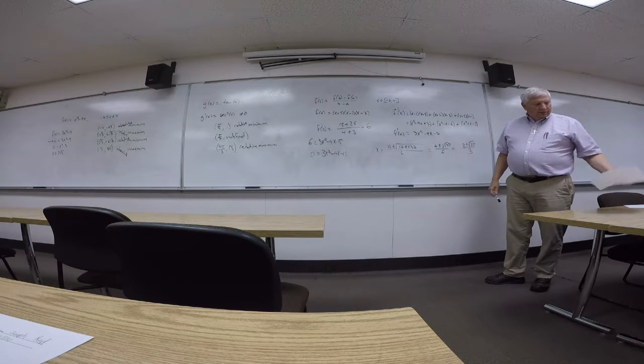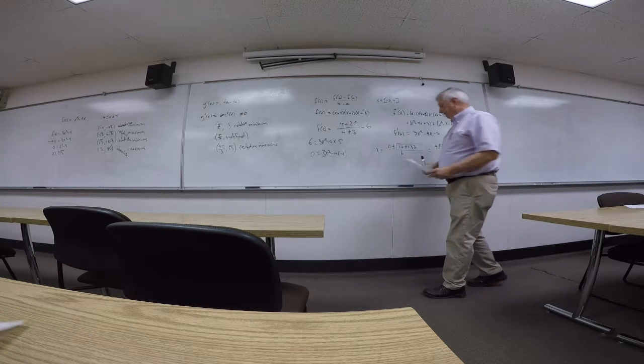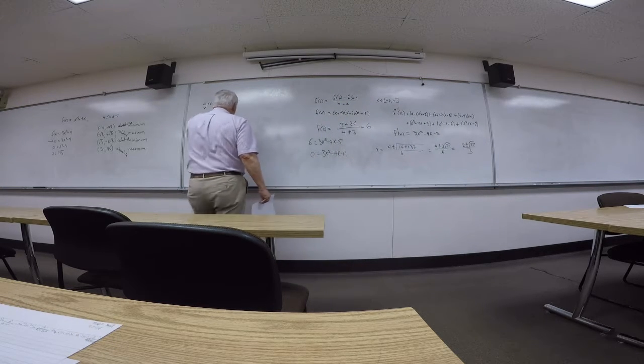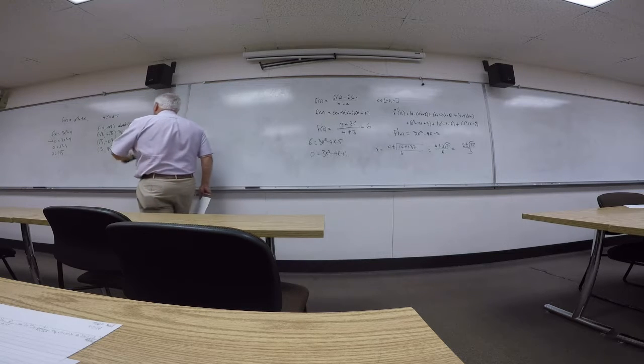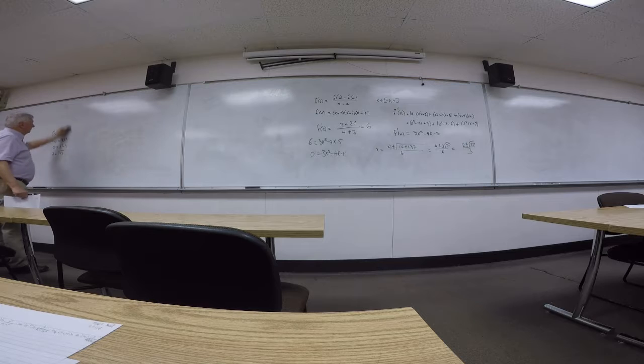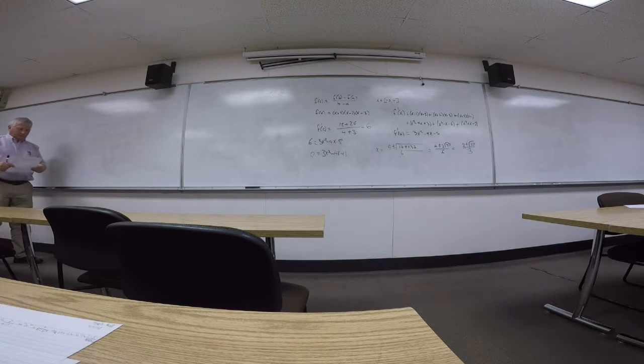Okay, back to number 4. Let's see, f of t is the square root of 3 sine 2t over e to the 2t plus 1.